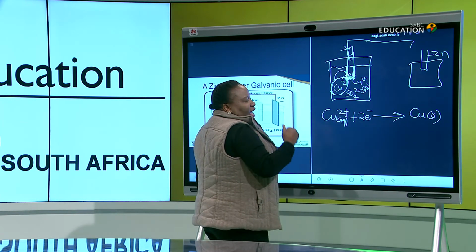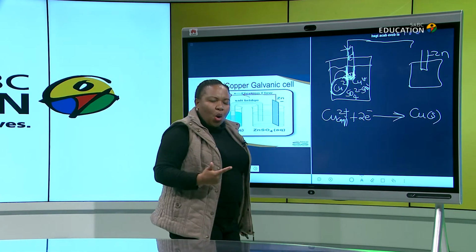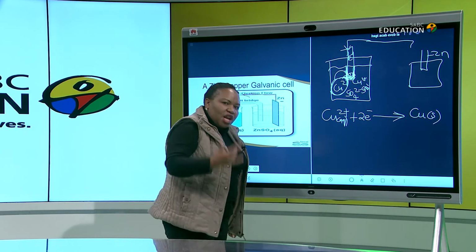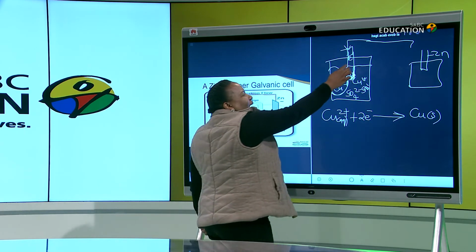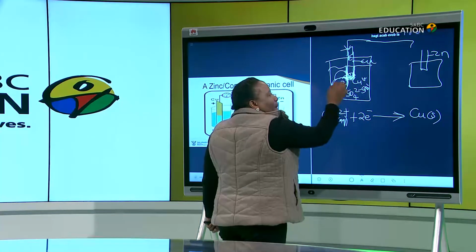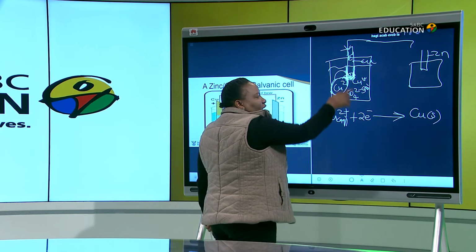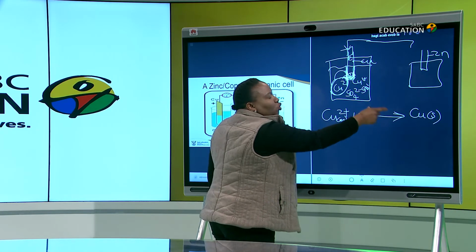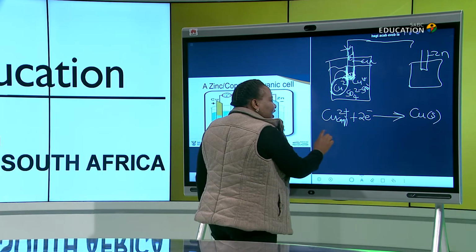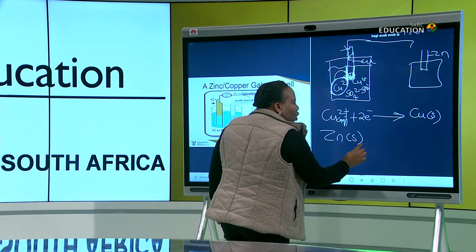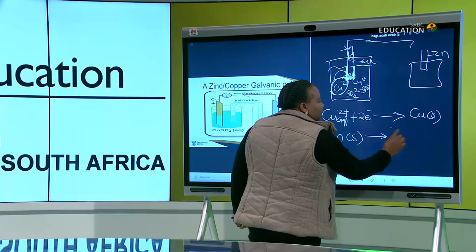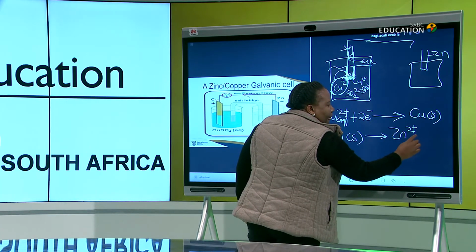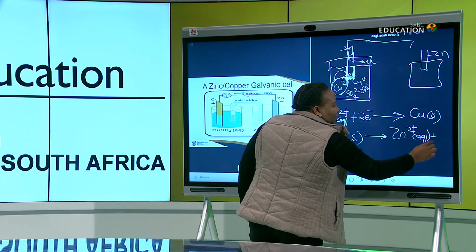Now, you can ask yourself, what gained? Which substance has gained electrons? Is it copper or is it copper 2 plus? According to this half cell, what gains electrons is copper 2 plus and not copper. So in terms of the agents, we have seen that zinc solid has undergone oxidation and gave you zinc 2 plus, which is an aqueous, plus 2 electrons.